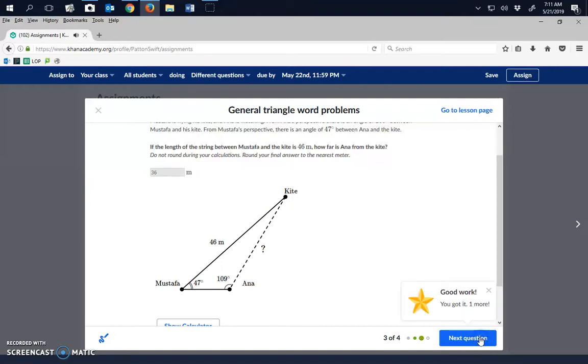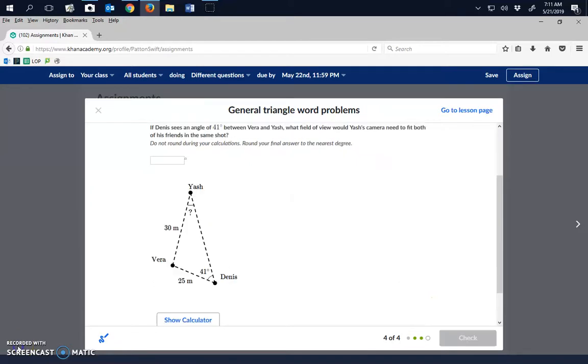All right, next question. Last question. All right, we have a Dennis sees an angle of 41 degrees between Vera and Yash. What field of view around Yash's camera need to fit both of his friends? So yeah, Dennis is taking a picture of these two people that are 30 meters apart, and they want to know what this degree measure is. I don't know why they want to know this, but they're asking it, so we're going to solve it.